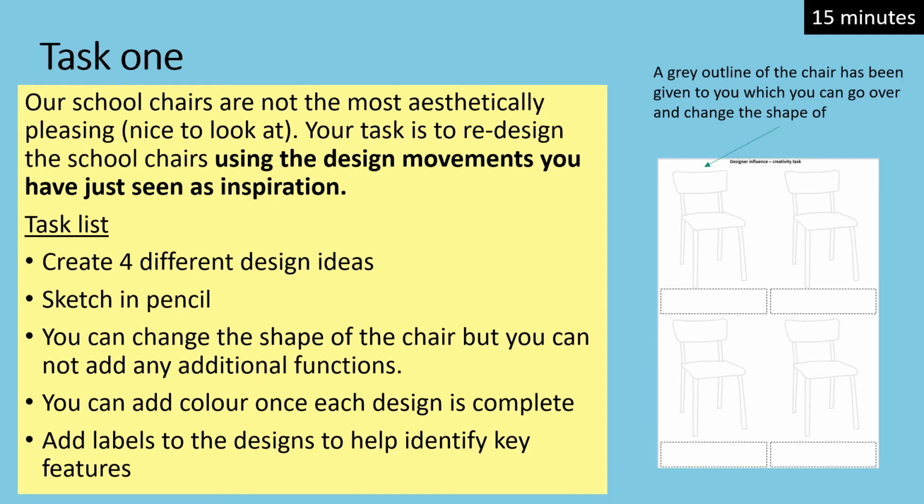So you will each get a worksheet, and on the worksheet will be 4 faintly drawn chairs that look similar to our school chairs. You can draw over these images with pencil to either darken the line, or you can change the shape entirely. So let me go over the task list for you, the specific tasks that you must do in order to complete this successfully. You must create 4 different design ideas. You must sketch in pencil.